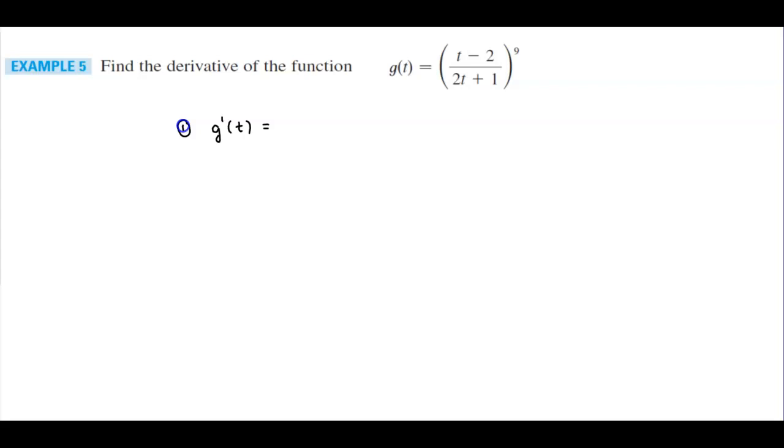Okay, we're going to use the power rule, which is going to be 9 times (t minus 2) over (2t plus 1), and the exponent is 9 minus 1, which is going to be 8. And then we're going to multiply it by the derivative with respect to t of the function that's inside, which is (t minus 2) over (2t plus 1).